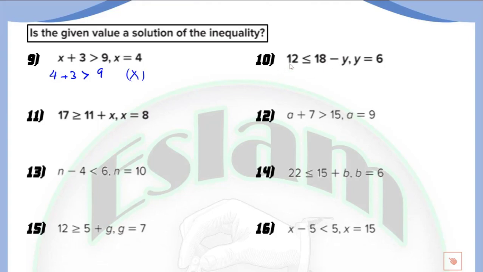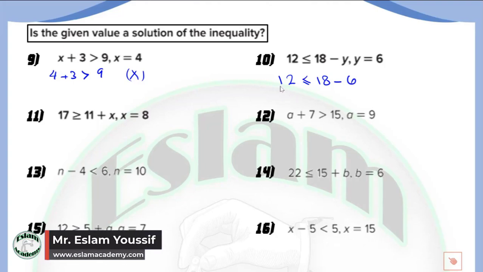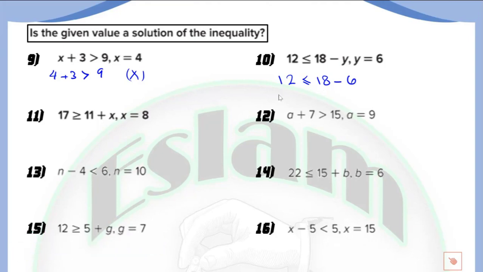Again in question number 10, 12 is less than or equal to 18 minus y. Less than or equal, so I will accept the two choices: 12 is less than the answer, or 12 is equal to the answer. Once you find less than or equal, it means equality will be counted as one of the solutions. So instead of y, I will replace it with 6. So 12 is less than or equal to 18 minus 6. 18 minus 6 is equal to 12. Can we say that 12 is less than or equal to 12? Yes, we can say that 12 is equal to 12. Once we have or, we can choose one of the two choices, equal or less than, so it will be one of the solutions.